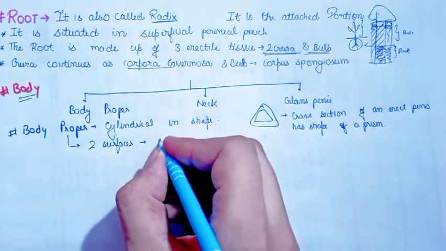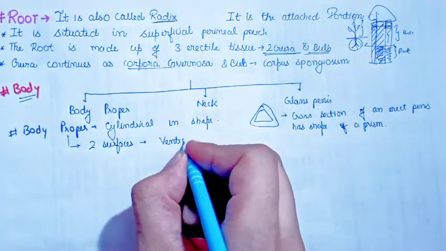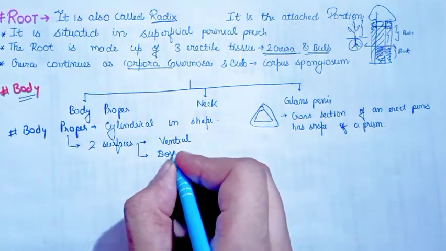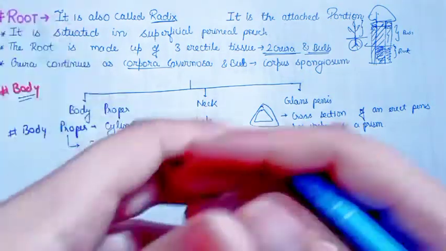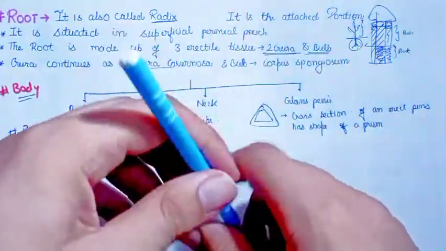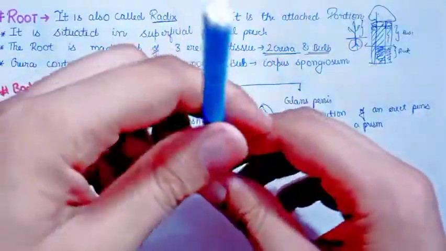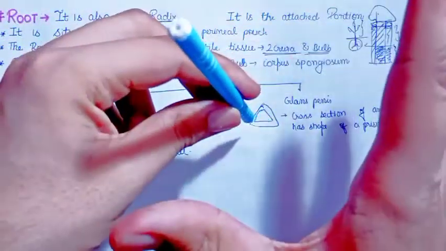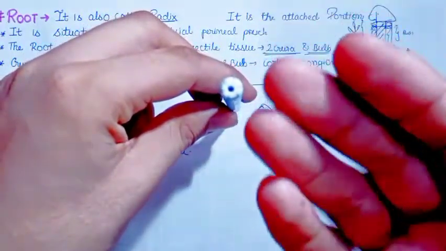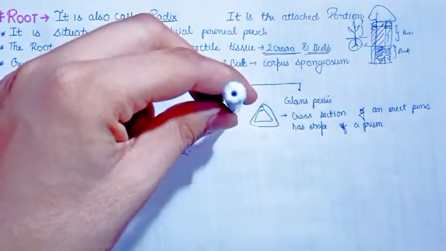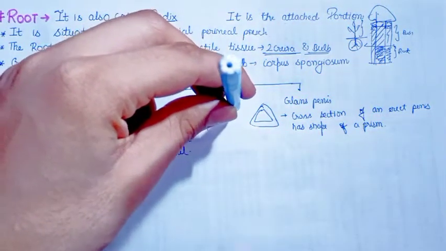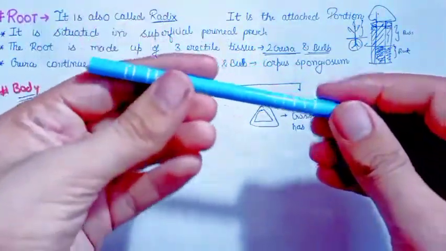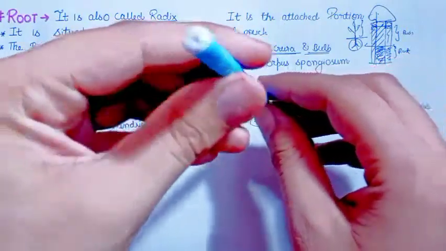How will you find which surface is ventral and which surface is dorsal? Let me just tell you. Suppose this is the penis, and you are looking at it from the front. This is the anterior side, and this is the posterior side. And this is the external urethral meatus, or the external urethral opening.